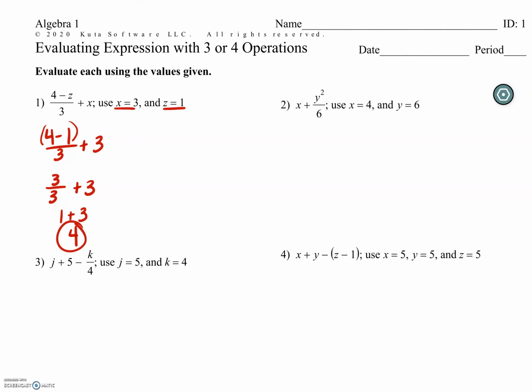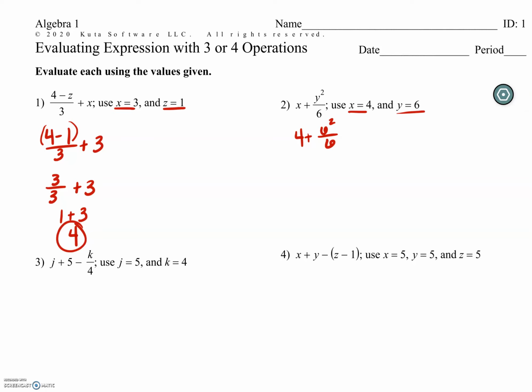All right, well, let's look at number 2. x plus y squared divided by 6. And it tells us to use x equals 4 and y equals 6. So instead of x, now we have 4 plus, instead of y, we have 6 squared over 6. So again, notice that the problem itself has not changed. We have just substituted a number for a letter. And not just any number, the number that they tell us to.